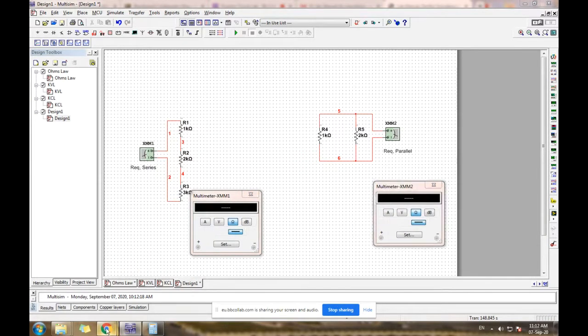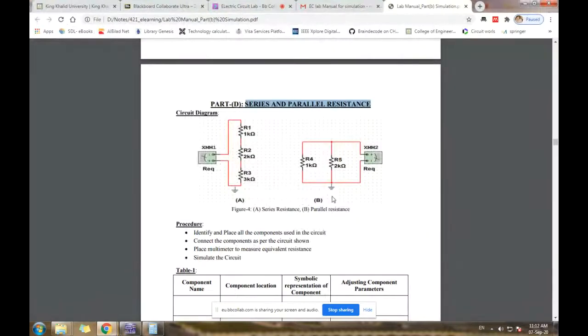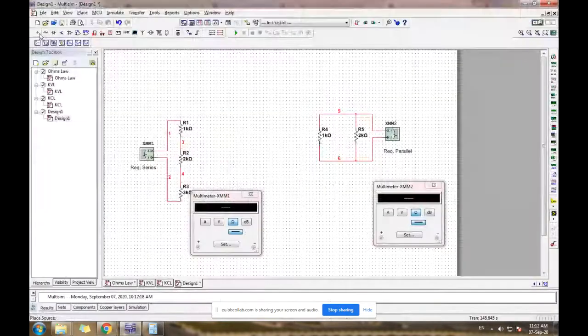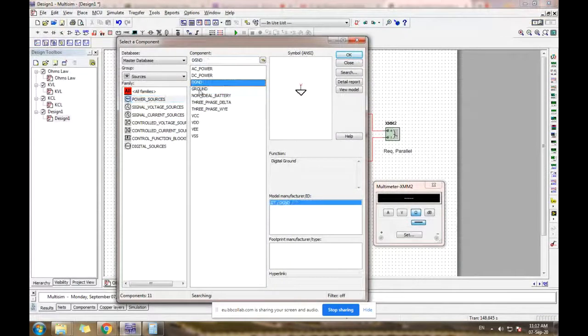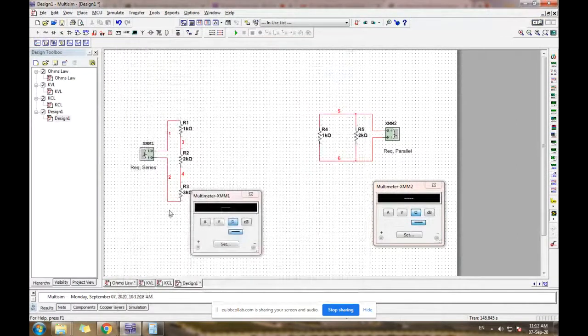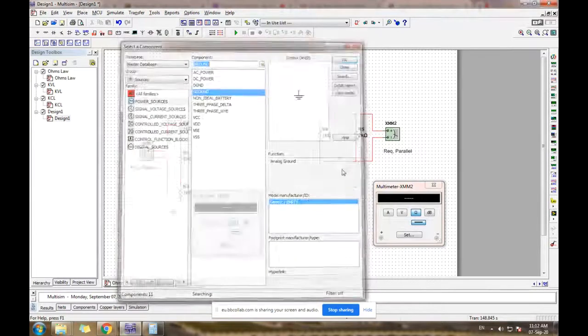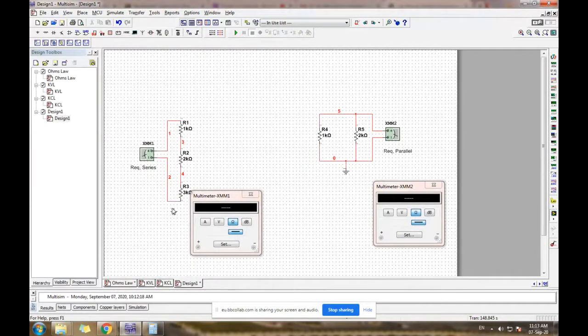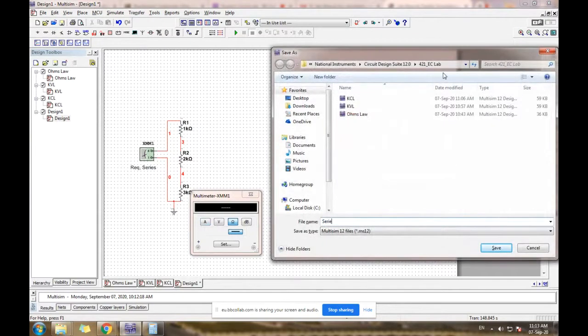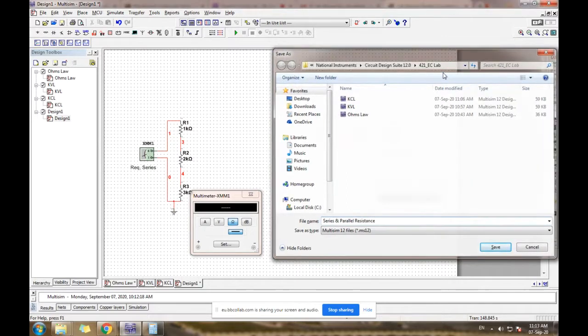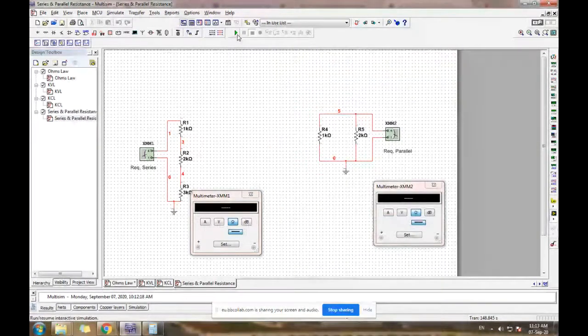So ground is necessary. We forgot about the ground, right? So let us place a ground. Power sources, ground, place a ground here. Another one, a ground is also here. So make the connection, complete the connection. Let us save this series and parallel resistance circuit. Okay, so let us run the circuit.